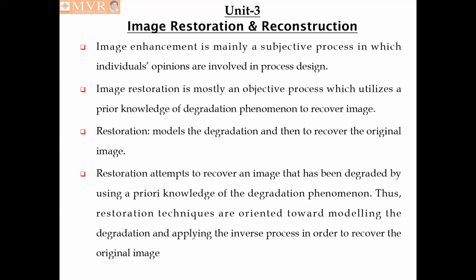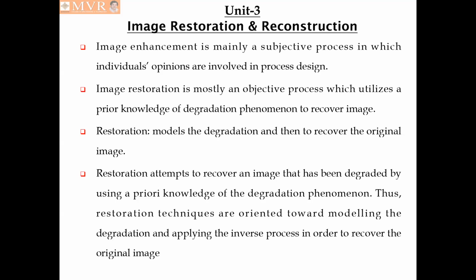So image enhancement. Already we know what is image enhancement. Image enhancement is mainly a subjective process in which individual opinions are involved in the process design. Image restoration is mostly an objective process which utilizes the prior knowledge of degradation phenomena to recover the image. Here, one thing we have to know is what is the purpose of image enhancement and what is the purpose of image restoration. The purpose of image enhancement and the purpose of image restoration is same.